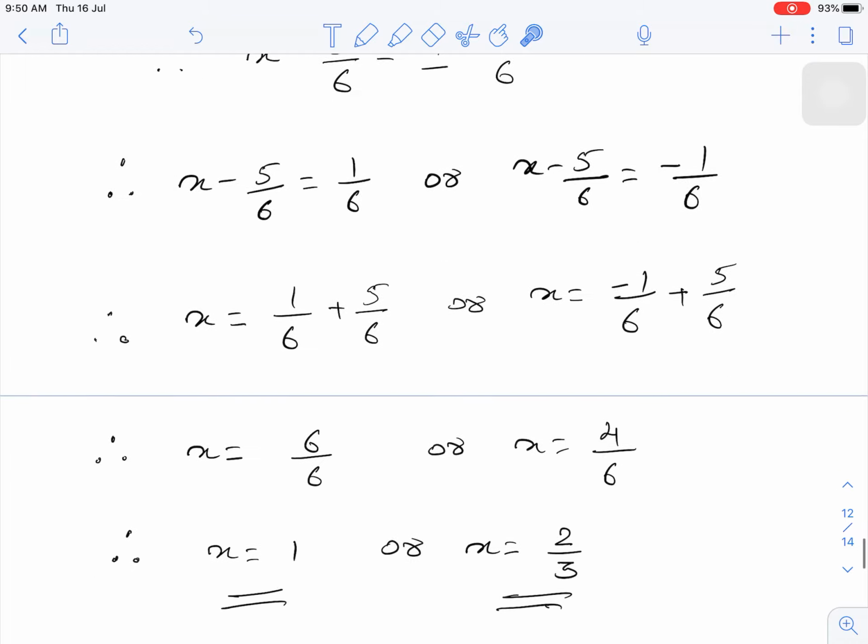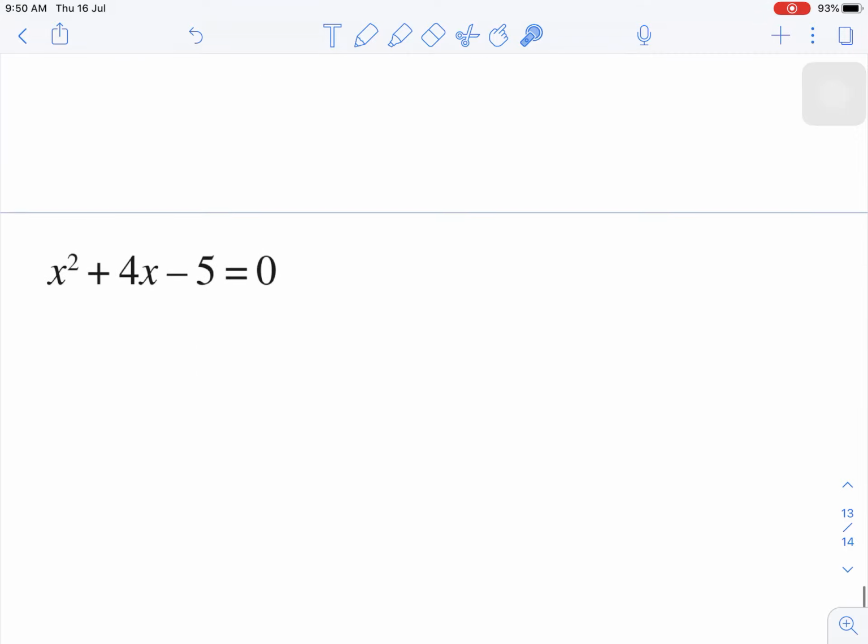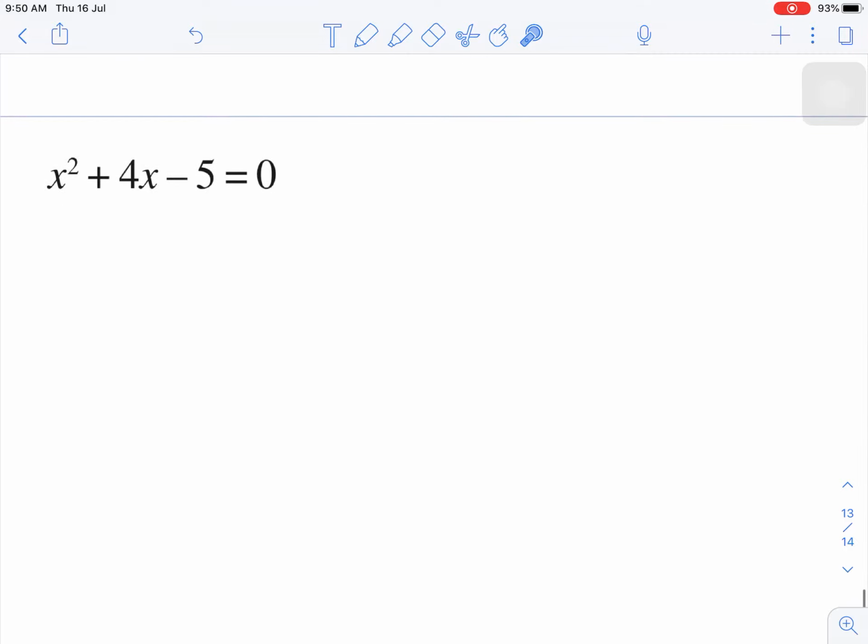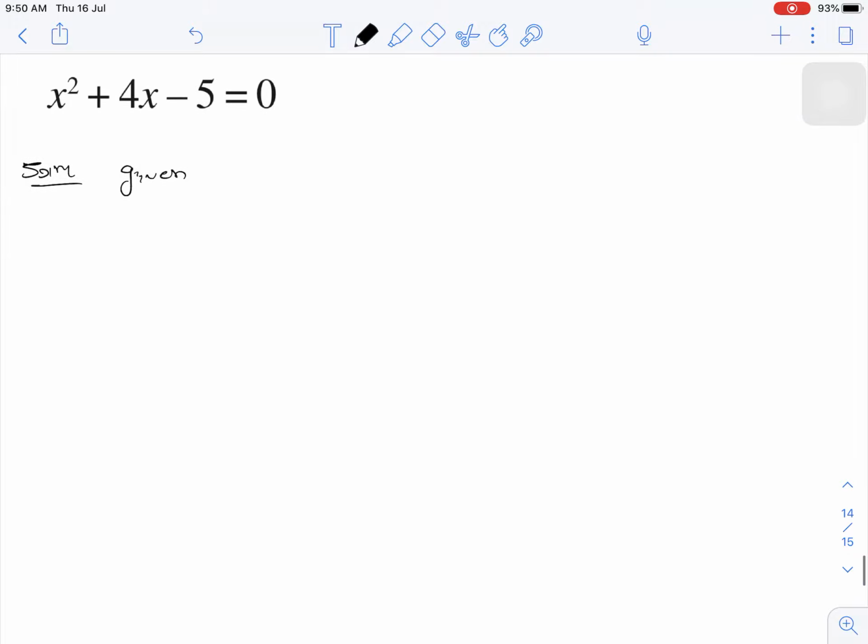Now let us consider another example. In this example we have x square plus 4x minus 5 equals 0. The coefficient of x square is already 1, so no need to make any changes, we can directly solve it. Solution: x square plus 4x minus 5 equals 0. Therefore x square plus 4x equals 5. Now this is our equation number 1. Now we have to find the third term for this LHS.